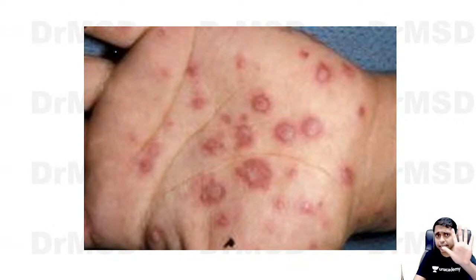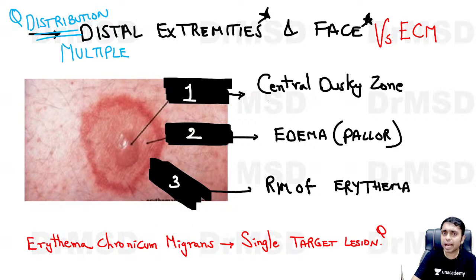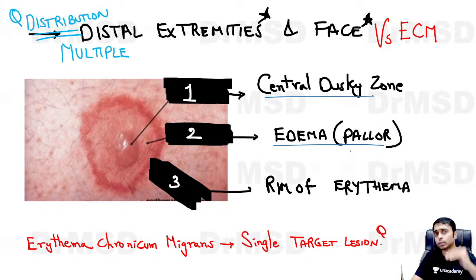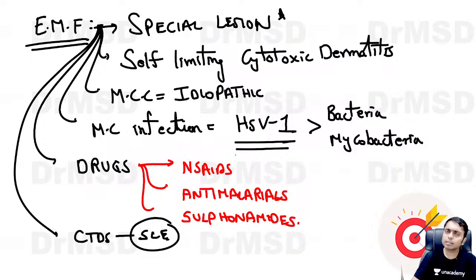Target lesions mainly over the extremities, palms and soles, whereby we have three zones: a central, dusky or erythematous zone, which can have a papule, vesicle or bulla, followed by a second zone, that is a pale edematous zone, followed by a rim of erythema. So this is classical of erythema multiforme, and this is associated with some infections.